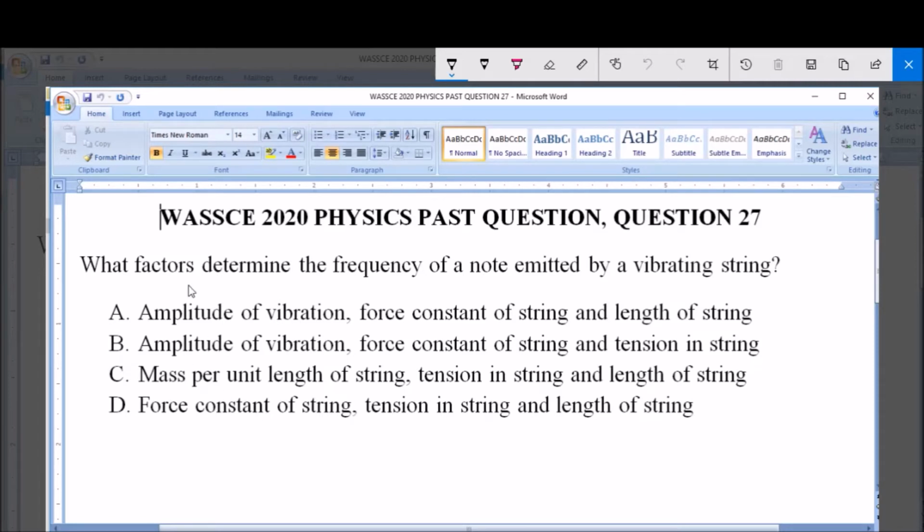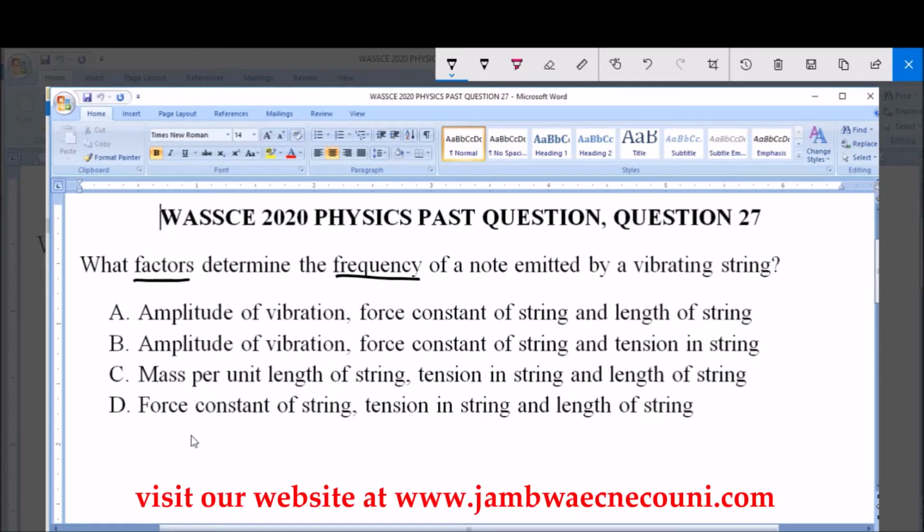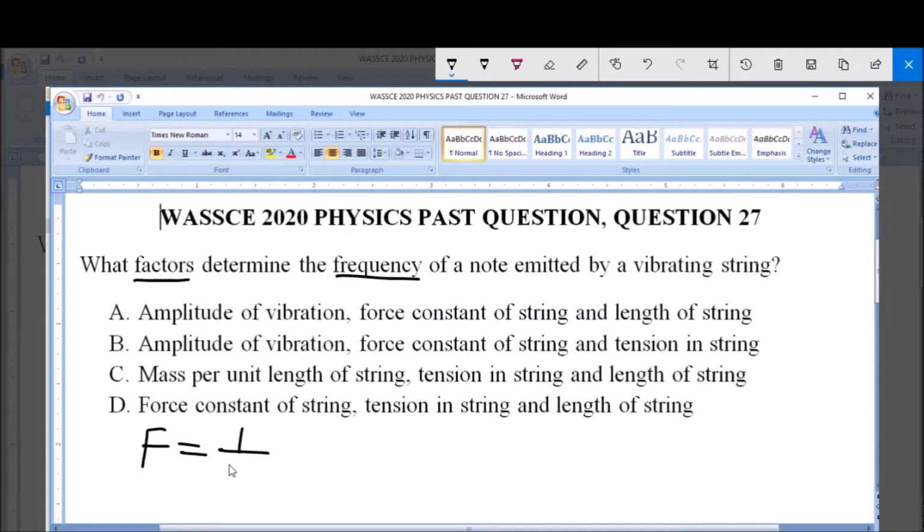So the question says what factors determine the frequency of a note emitted by vibrating string. Now the frequency of a note emitted by vibrating string F is given as 1 all over 2L, that's 2 times the length, multiplied by the square root of the tension in the string all over the mass per unit length. Now this is the formula for finding the frequency of a note emitted by a vibrating string.